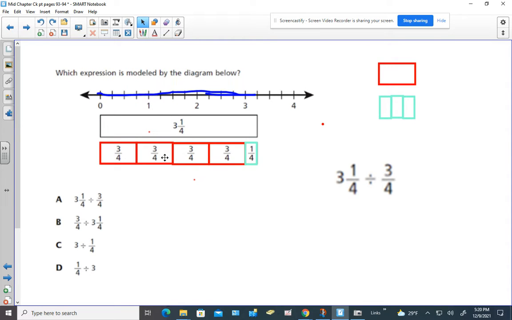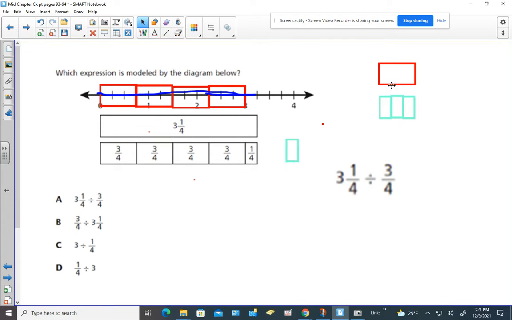Now, are we asking ourselves how many groups of 3/4 are in 3 1/4? And are they showing us how many groups there are? So if we count, that's 1 group, 2 groups, 3 groups, 4 groups, and not really quite 5 groups, right? Because if we had 5 groups, it would be this. And we didn't quite make it to the 5 groups. So the question is, how much of this last red box do we have?